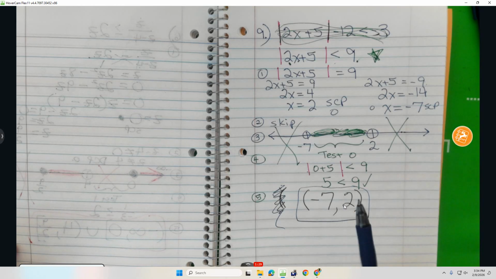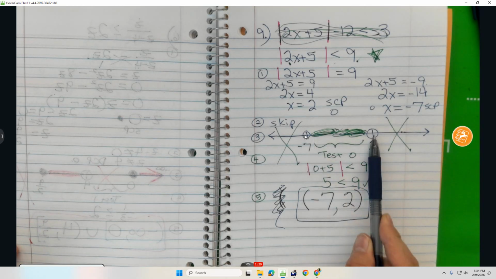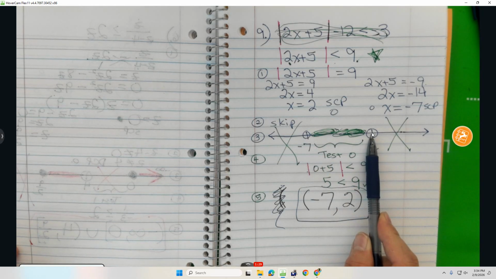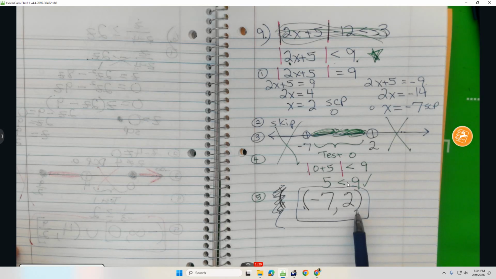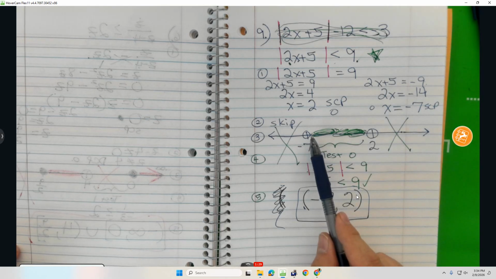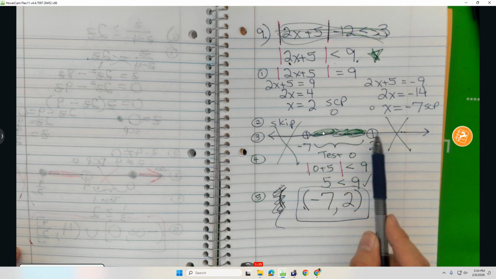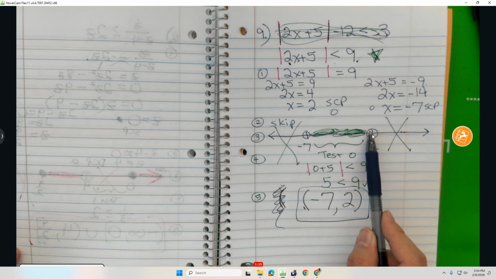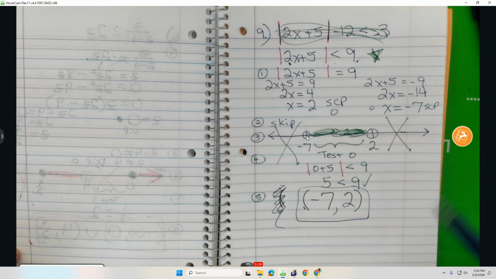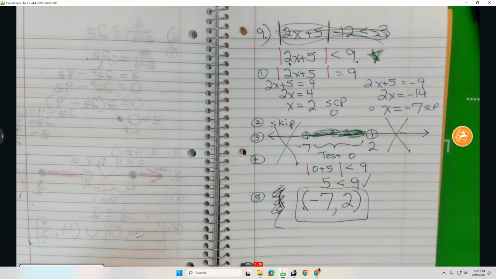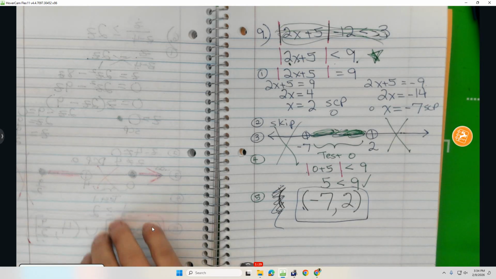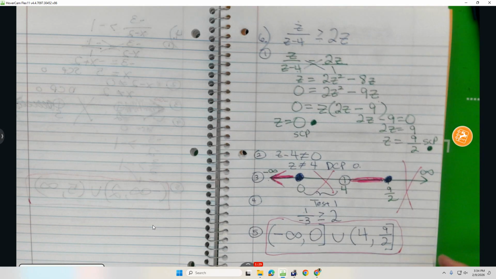Now, an interval that has an open dot on each end is called an open interval. This is an open interval. An interval that has a closed dot on each end, like that first example we did, that's called a closed interval.